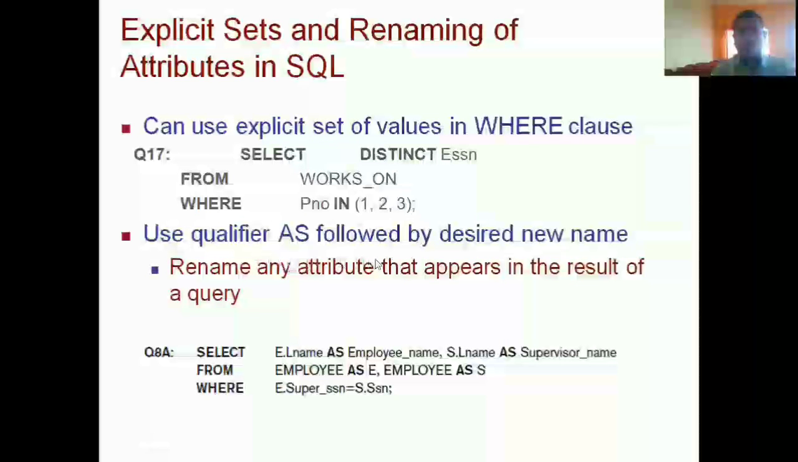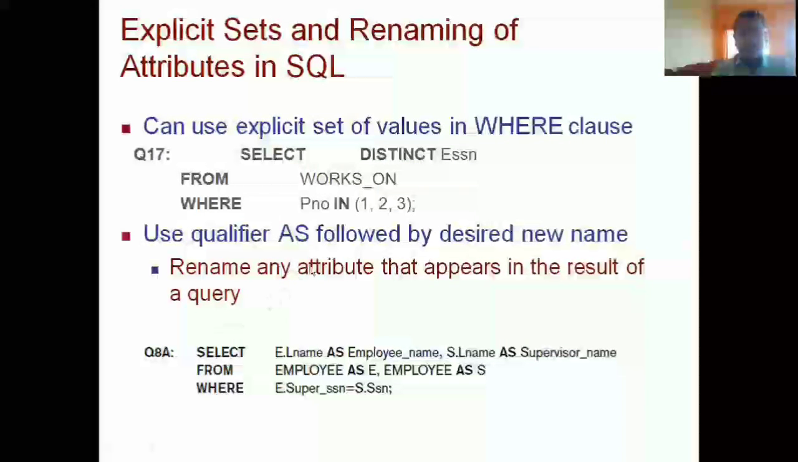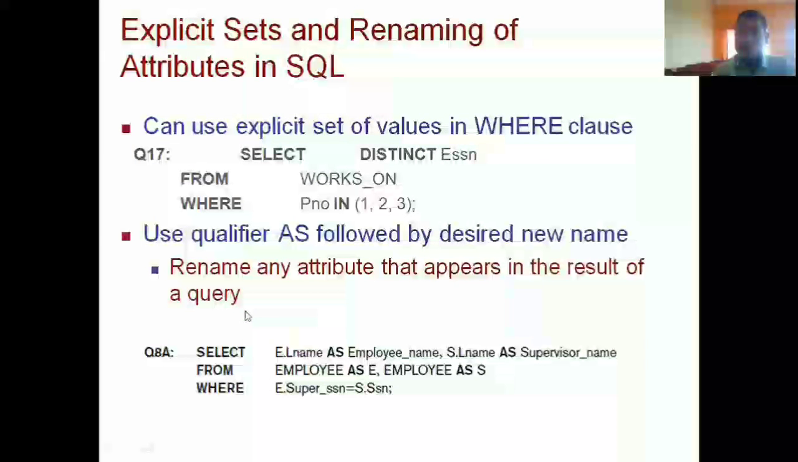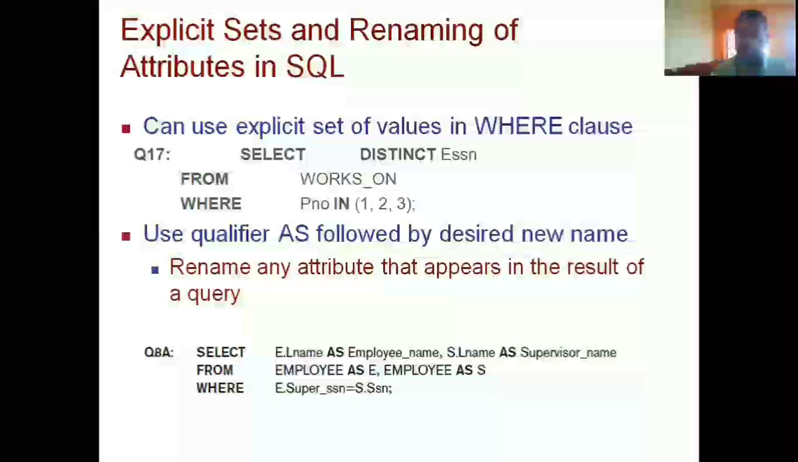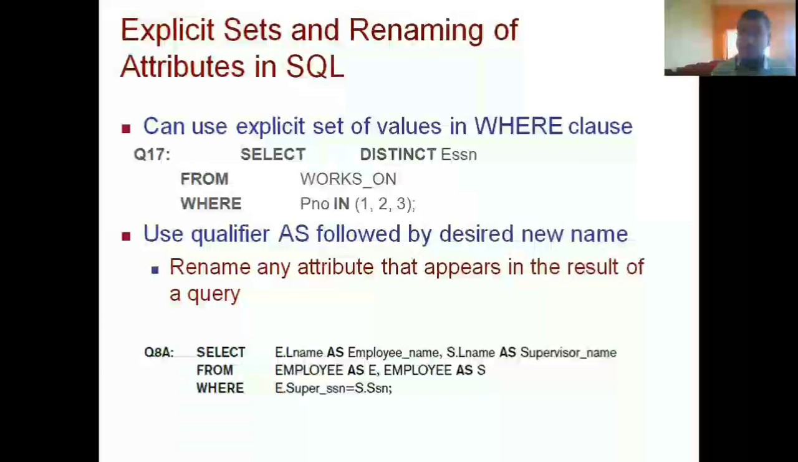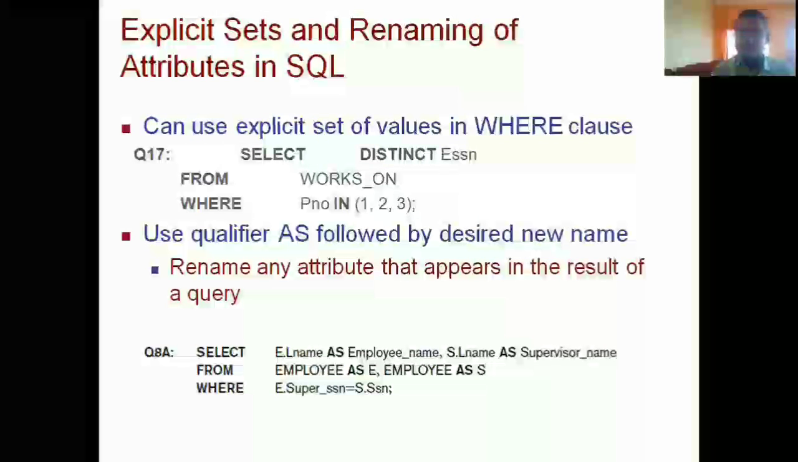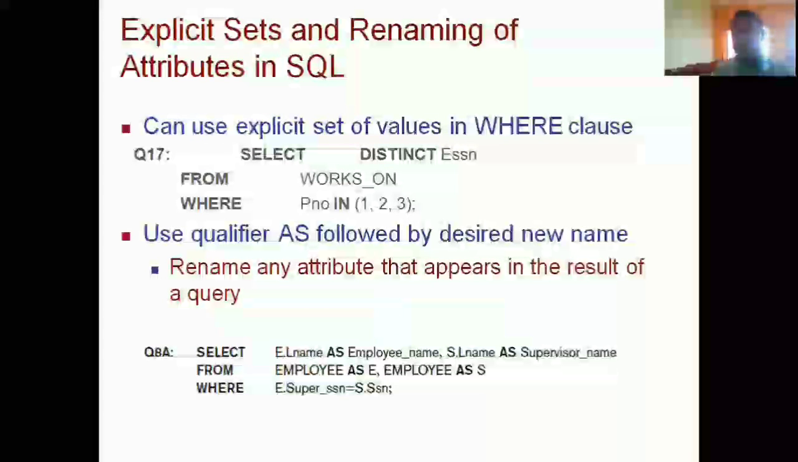Use the qualifier AS followed by the new name, which means renaming any attributes that appear in the result of the queries. We can change the attribute names. Once you create it, it's not permanent. Otherwise, we can make the update. That is called data manipulation language, DML, and data definition language, DDL. Through the DDL, we are inserting the values.